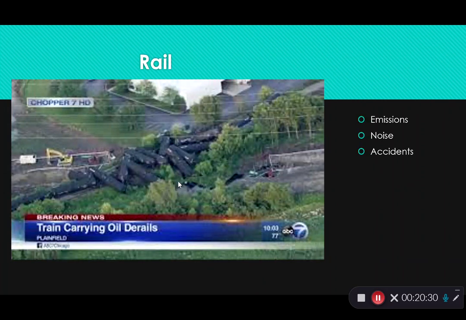So rail is another super efficient way of moving goods. So you can, again, move a lot of stuff on trains pretty quickly, pretty efficiently. Also because trains, for the most part, run separate from traffic, they can be much more efficient because they don't get stuck in the same congestion that trucks do. And so that's definitely a good thing.